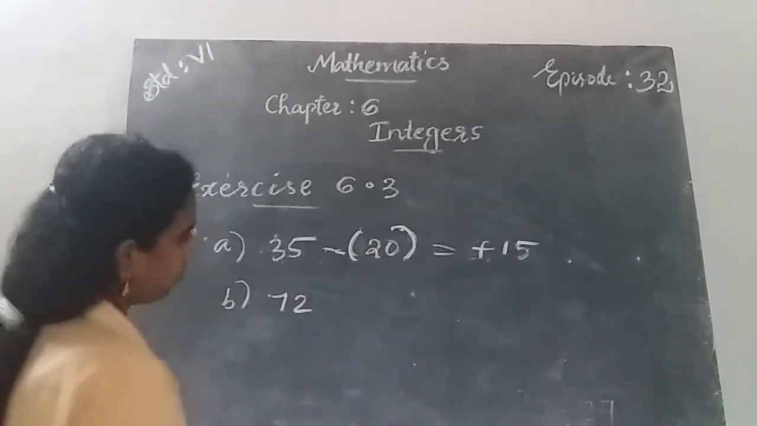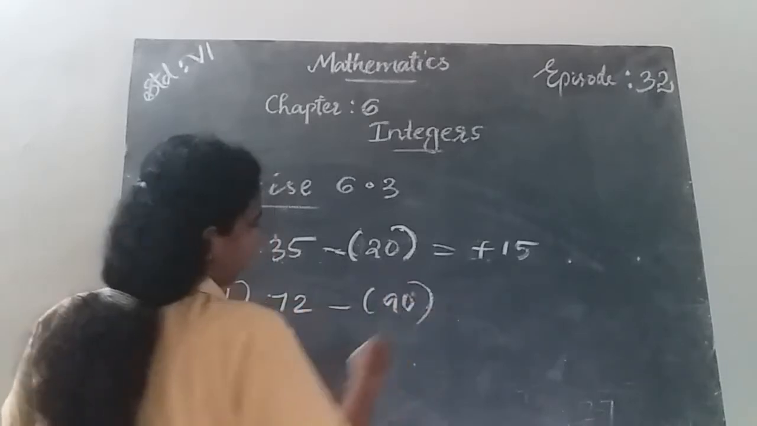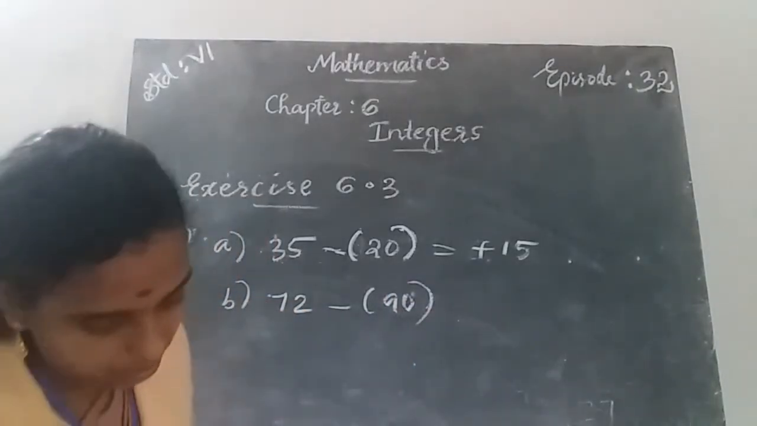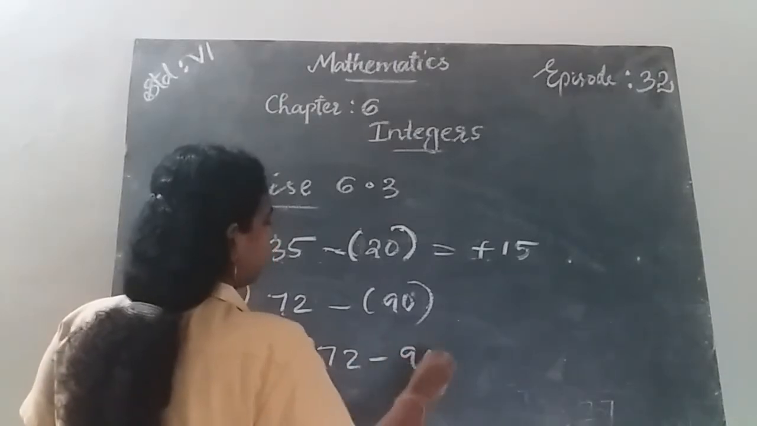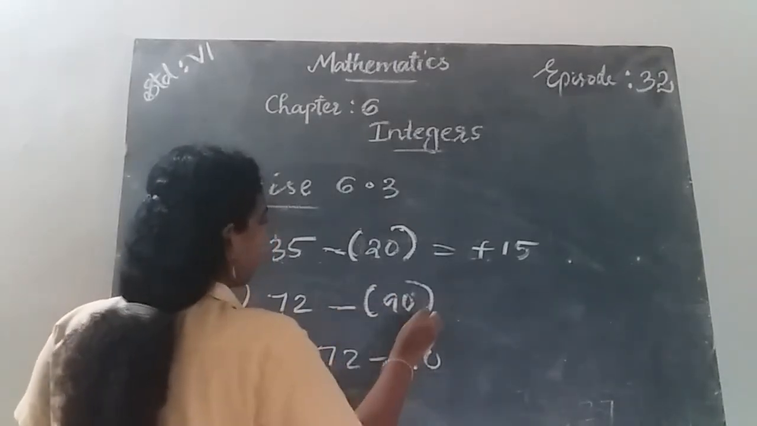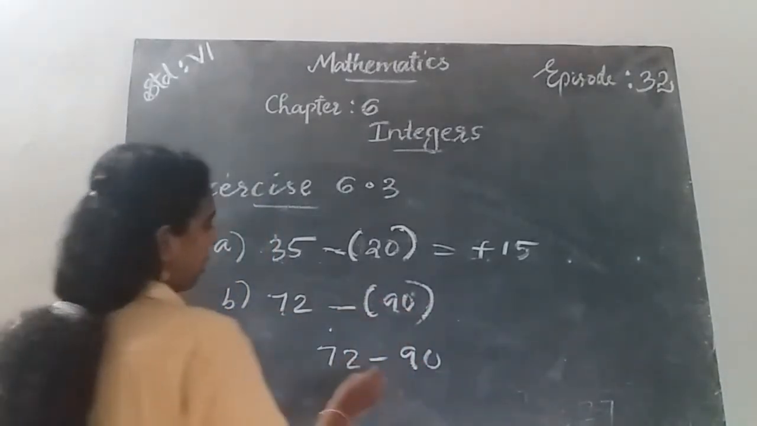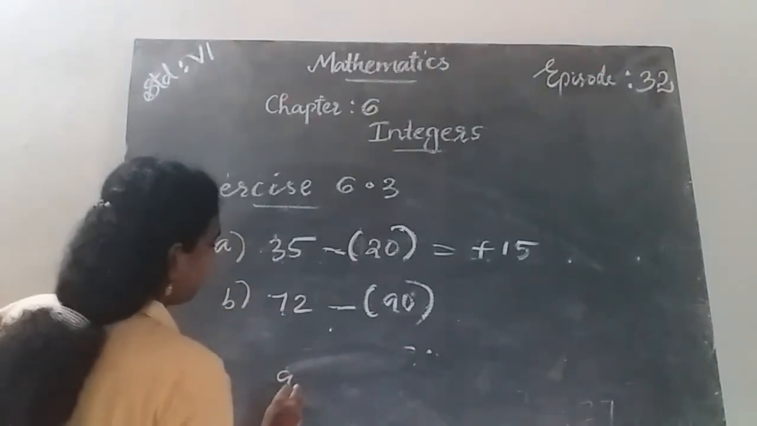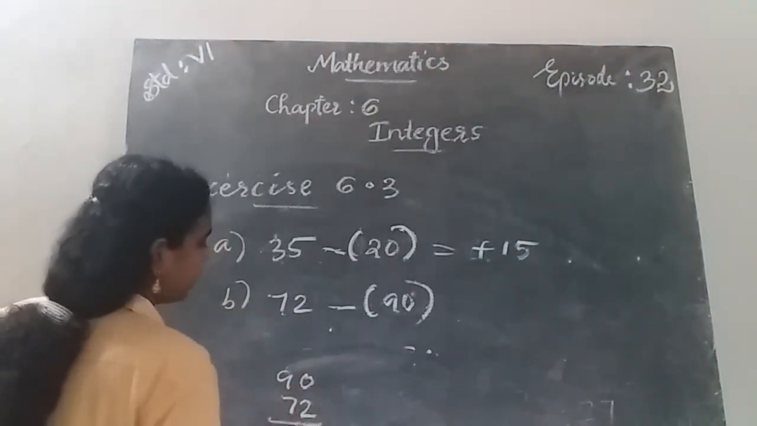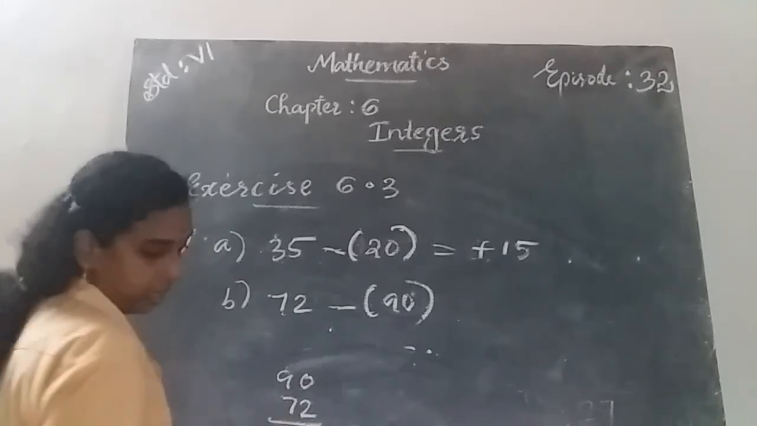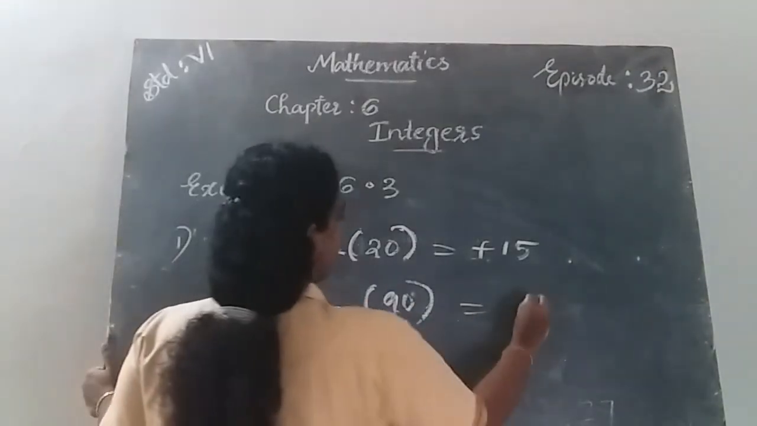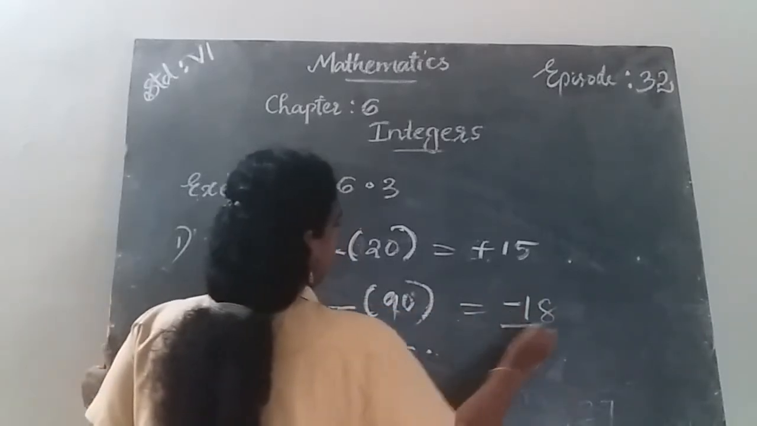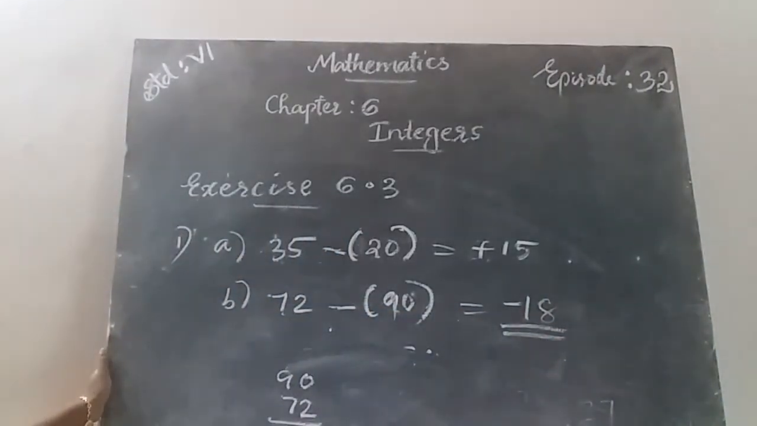Okay, then the second question, 72 minus 90. Here 72 minus 90, and the sign of 90 is negative. Then we subtract 90 minus 72, we get 18. And here 90 is the biggest number, then we take the sign of 90, it's negative, so we get negative 18.